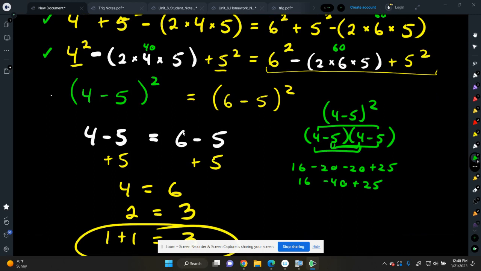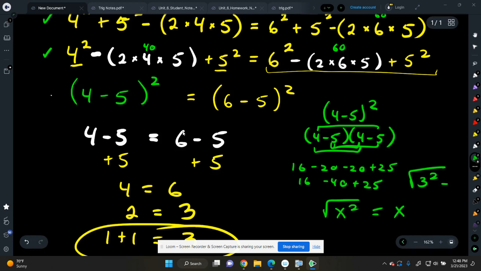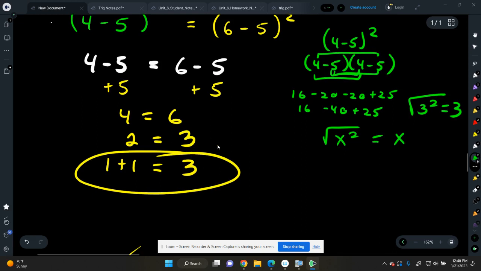When you take the square root of something squared, what happens? It just drops out. The square root of x squared is x. The square root of 3 squared is 3. So that gives me 4 minus 5 equals 6 minus 5. We add 5 to both sides. We get 4 equals 6. Divide by 2 on both sides. We get 2 equals 3. And 2 is 1 plus 1. Doesn't that bother you? No, not really.